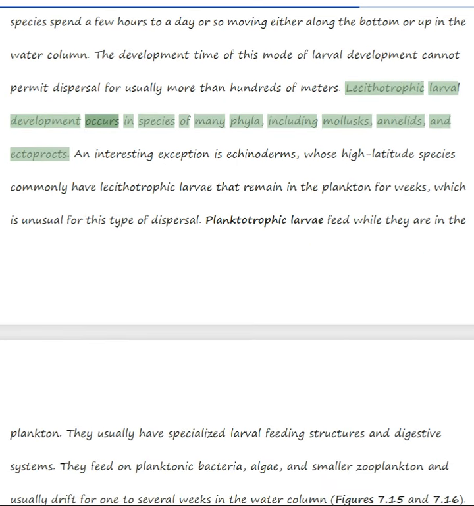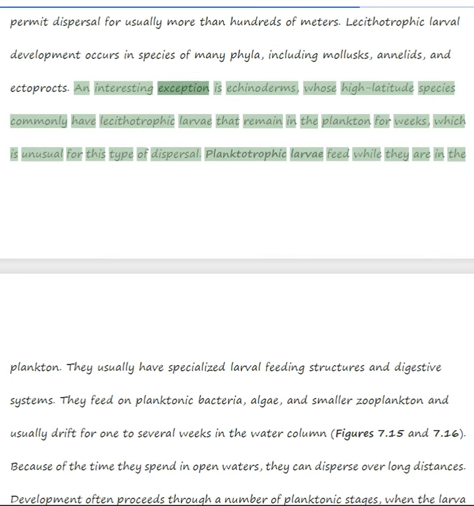Lecithotrophic larval development occurs in species of many phyla, including mollusks, annelids, and ectoprocts. An interesting exception is echinoderms, whose high-latitude species commonly have lecithotrophic larvae that remain in the plankton for weeks, which is unusual for this type of dispersal.